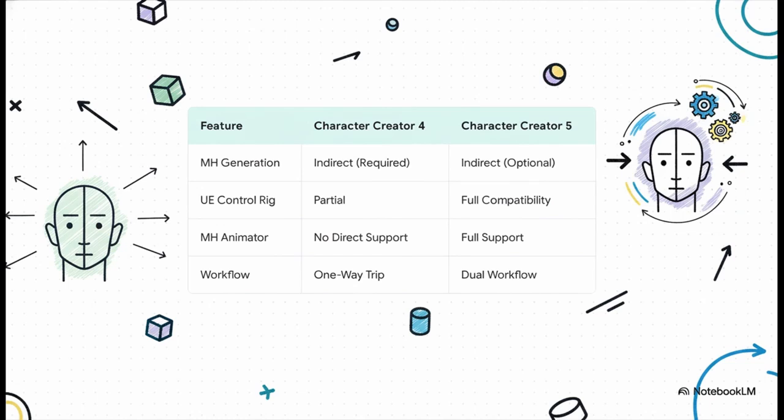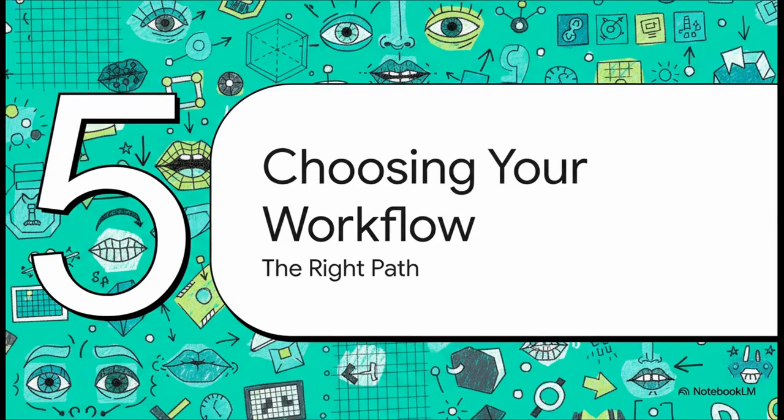This really puts that evolution in perspective. CC4 was basically a one-way trip. You made a head and you sent it over to the Metahuman system. That was it. But CC5, it's a dual workflow. Yeah, you can still send a head over if you want. Or you can just use the entire character you built directly in Unreal as a fully compatible drop-in replacement. You get to keep your custom body, your custom clothes, all of it. And it still plays nice with all the Metahuman animation tools. That's a game changer.